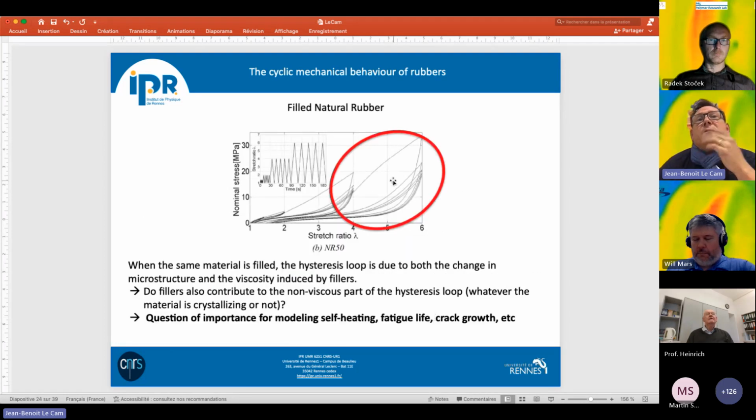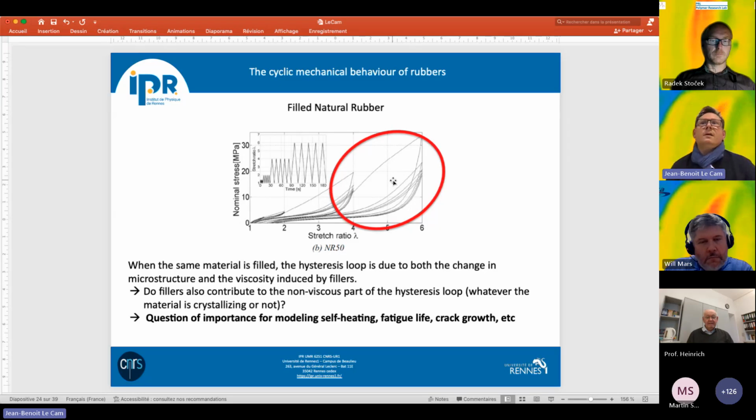And of course, in the case of natural rubber, if you add fillers, now you have hysteresis loops that are due to strong changes in the microstructure, strain-induced crystallization, and to viscosity due to fillers.